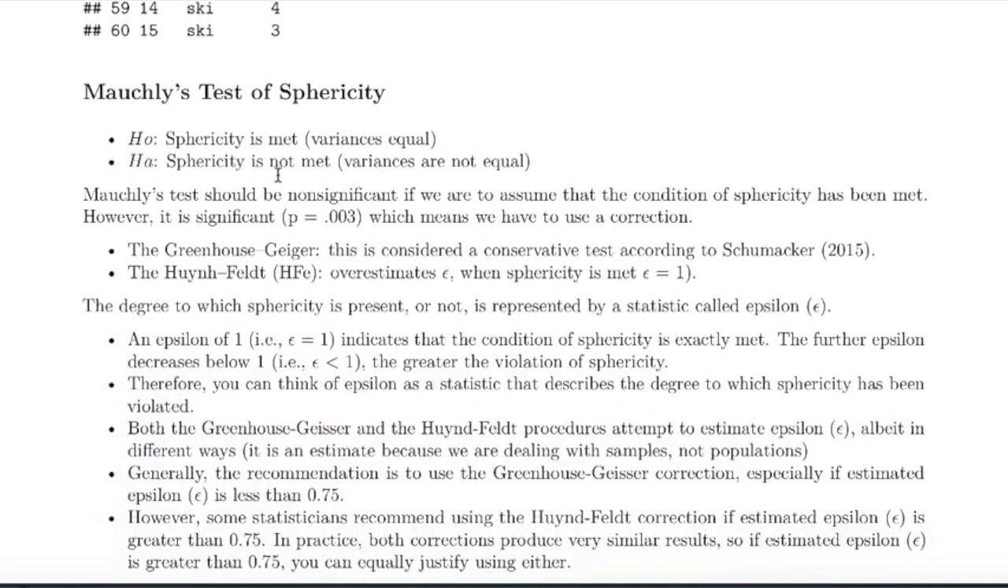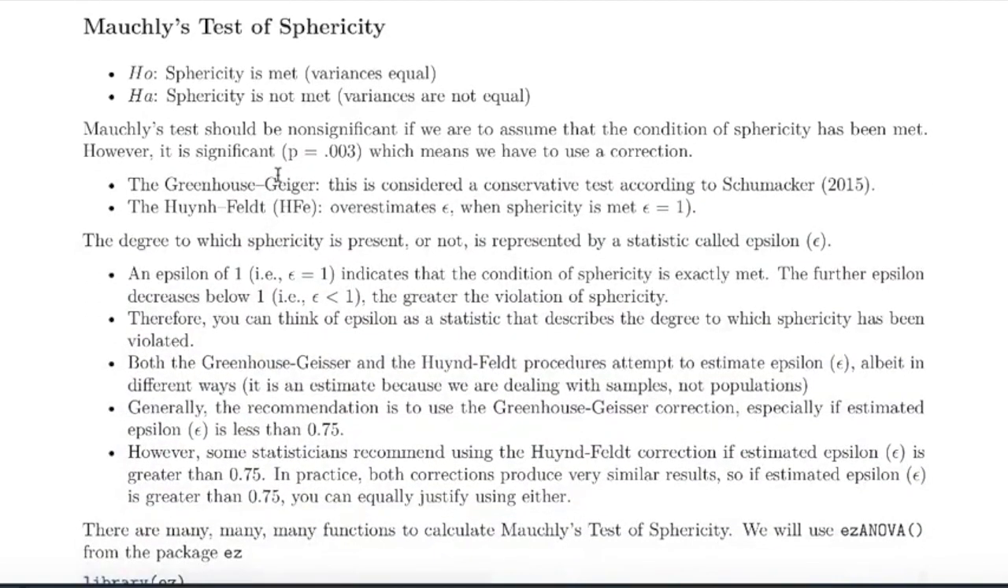I am going to check sphericity by using the Mauchly test for sphericity. The test of sphericity, that's what I'm going to use. Remember, the null hypothesis for this is that sphericity is met, that the variances are equal, and the alternative is that sphericity is not met, that the variances are not equal.